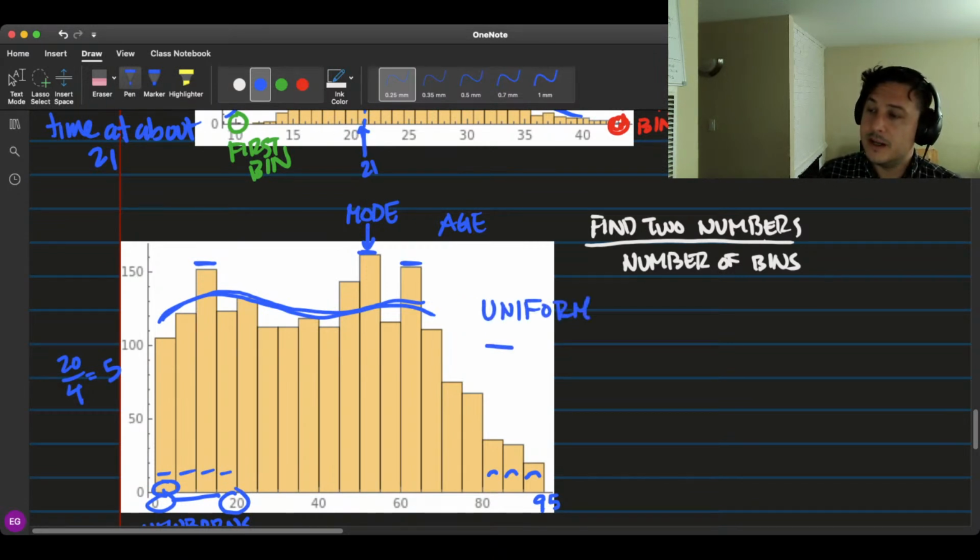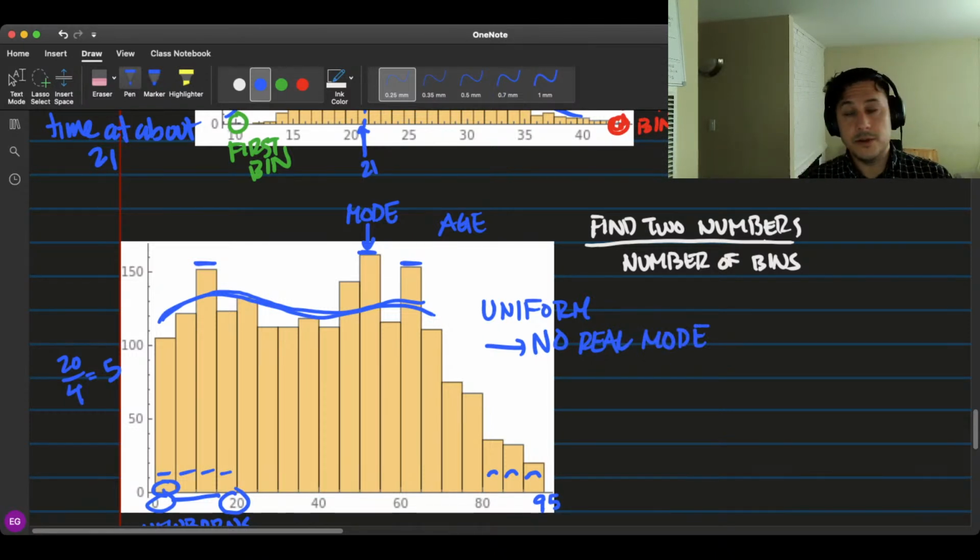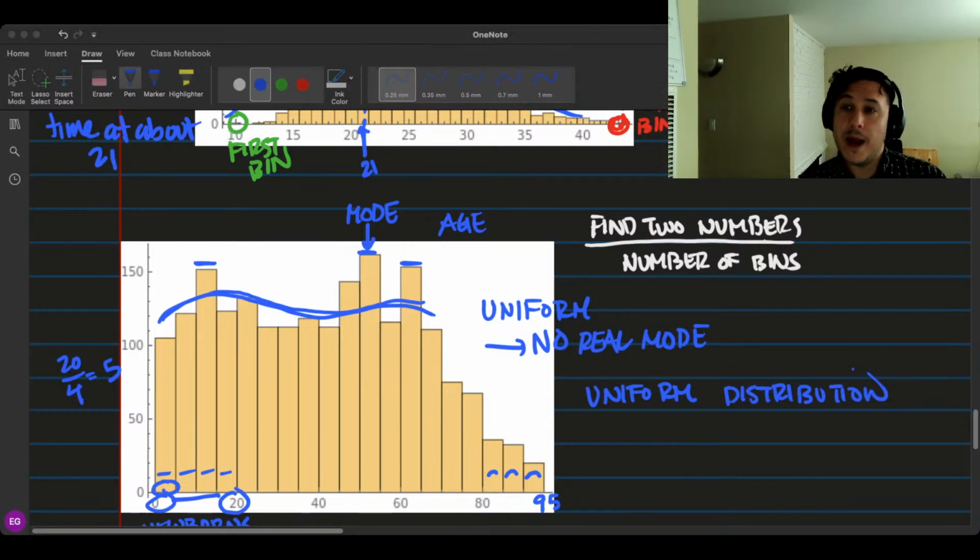Uniform is when there is no real mode. They're all about the same height. Okay, so we would say that this is a uniform distribution. Almost. It's not quite, but it's pretty close. So we're talking about the shape here. The previous one was a right-skewed distribution. This is pretty close to being a uniform distribution.